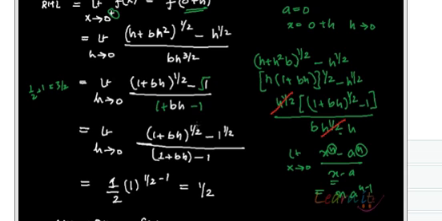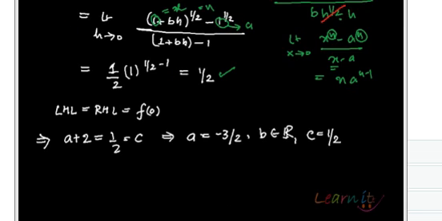So this is actually n, this is x, and this is a. This 1 plus bh is x, 1 is a, half is n. So using this limit, I've just applied the limit and you got this, that is 1 by 2 into 1 to the power half minus 1. So you'll get 1 by 2.